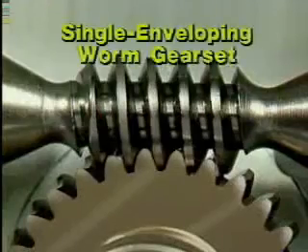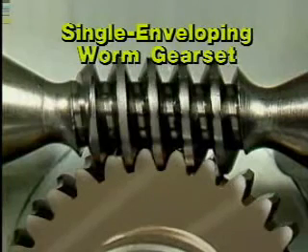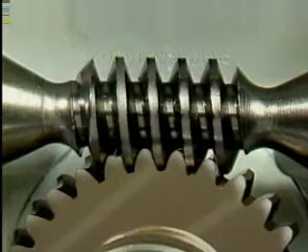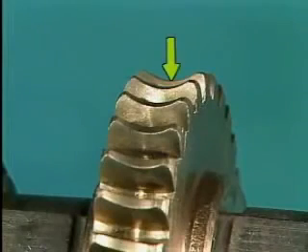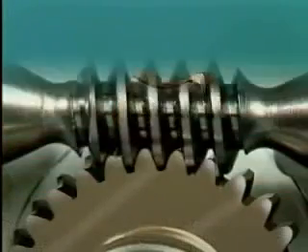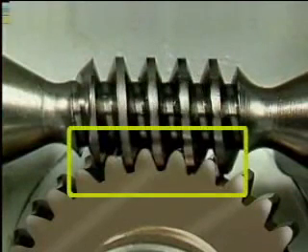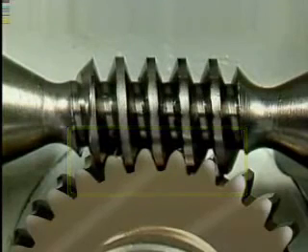This is a single enveloping worm gear set. This type of gear set is one in which the gear is throated so that it wraps partway around the worm. The contact area, or mesh, between the worm and the worm gear is significantly increased by this arrangement and allows a larger load to be carried across a single gear mesh.